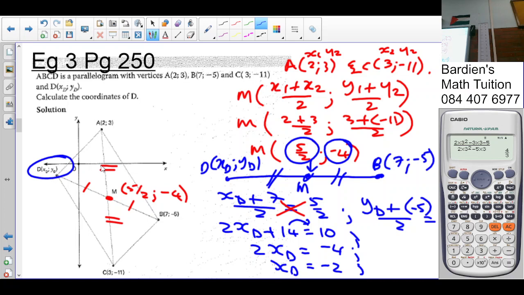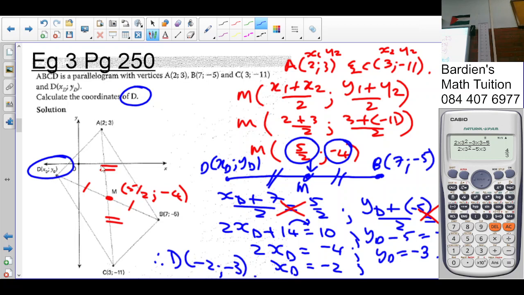Okay, so what do we get on this side? Again, we cross multiply, naturally over 1. So you got YD minus 5 is equal to negative 8. So YD is equal to negative 8 plus 5, which is negative 3. So the question was the coordinates of D. So D is going to be negative 2 and negative 3. People, you guys understand?